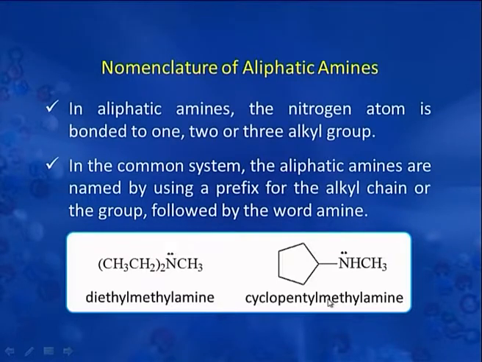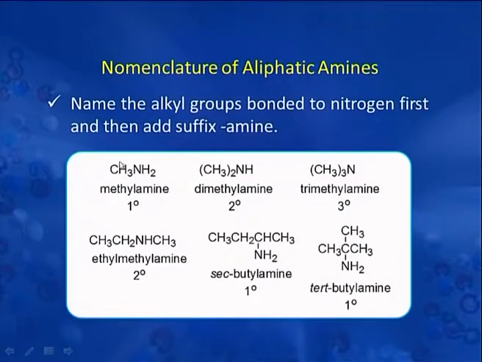This is the common system of nomenclature of aliphatic amines. In naming these aliphatic amines, name the alkyl group bonded to nitrogen first and then add the suffix amine. This is what we had done in the earlier case also. Here you can see this is dimethylamine because nitrogen is attached to two methyl groups. Here, since nitrogen is attached to 3 methyl groups, it is trimethylamine.